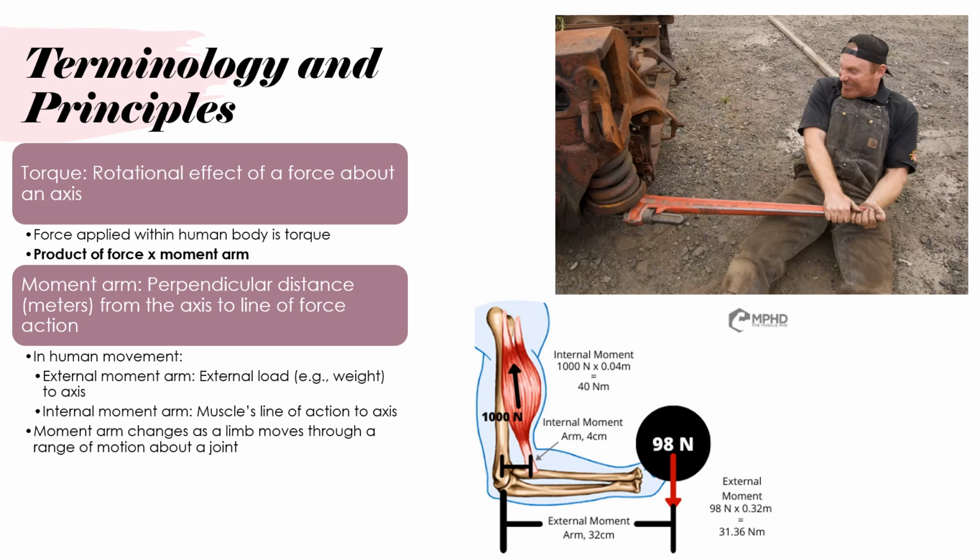The external moment arm: let's consider the example of a person performing a bicep curl using a dumbbell. The external moment arm is the distance between the axis of rotation, which is the elbow joint, and the line of action of the external force, which is the weight of the dumbbell. As the person flexes their elbow to lift the dumbbell, the distance from the elbow joint to the weight creates the external moment arm. The longer the moment arm, the greater the torque applied to the joint.